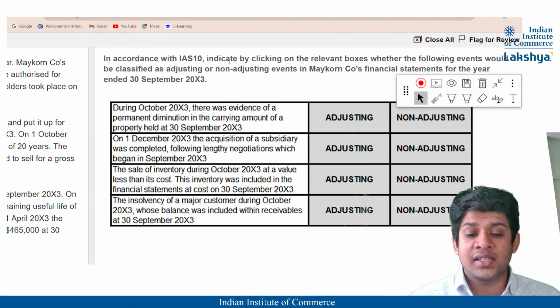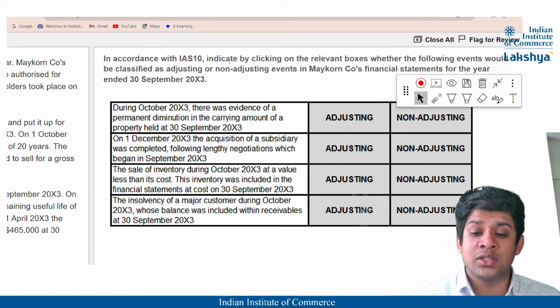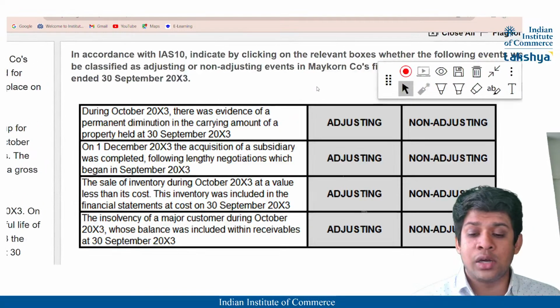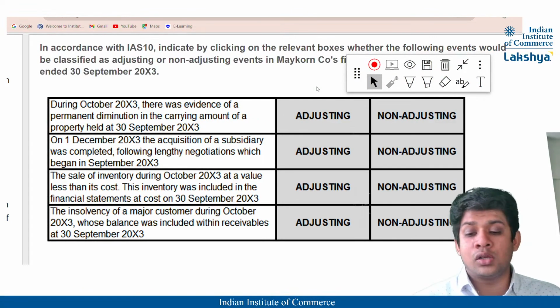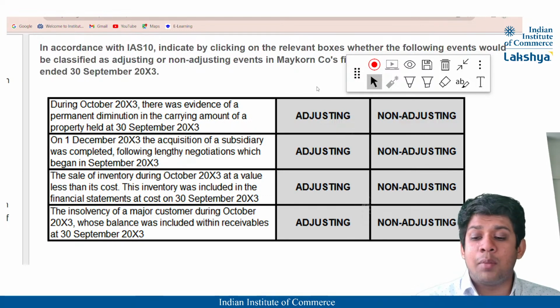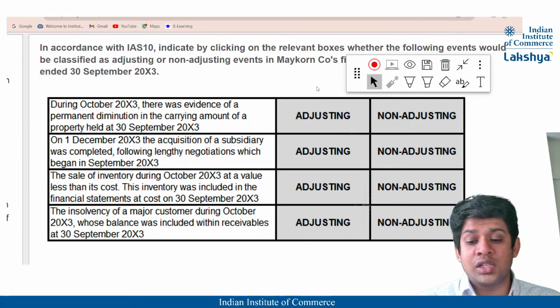In accordance with IAS 10, indicate by clicking on the relevant boxes whether the following events would be classified as adjusting or non-adjusting events in Macon Company's financial statements for the year ended 30th September 2013. Okay, let us look at the scenario. During October 2013, there was evidence of a permanent diminution in the carrying amount of a property held at 30th September 2013. Now this is after the year end of the company, correct? So that means it could either be adjusting or non-adjusting.